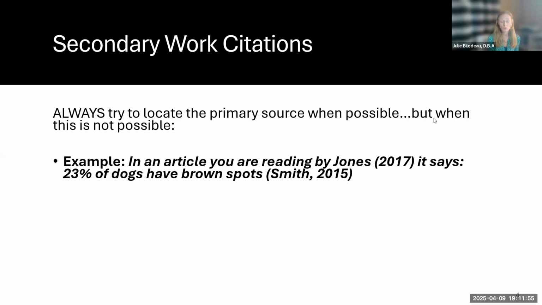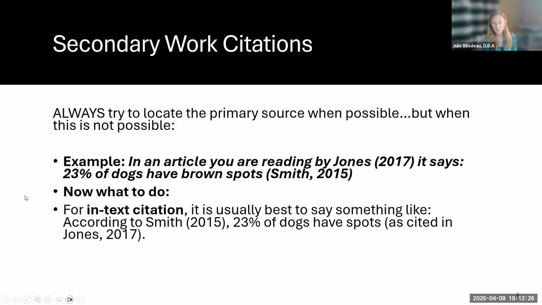So there are times when you will need to use a secondary source citation, and that's okay. But that's kind of like the direct quote thing. You might have 1 or 2 of those in your whole dissertation. In general, you are going to have primary sources in your work and primary source citations. So an example: in the article you were reading by Jones 2017, it says 23% of dogs have brown spots, and they cite Smith. So what do you do?